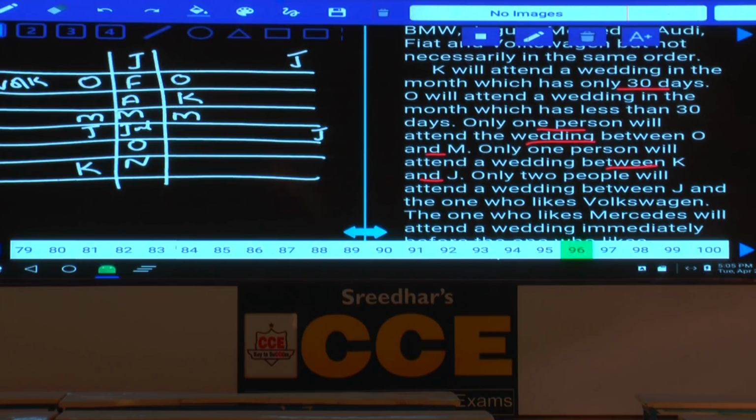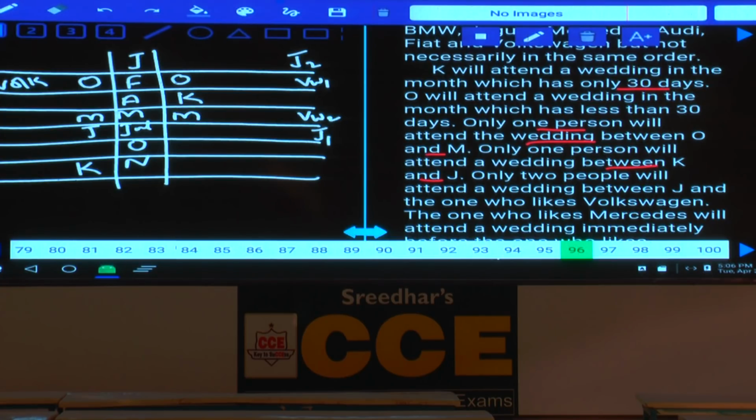But as in this case, if J is here, J1, 1, 2, Volkswagen must be in this place, VW1. Or if J is here, 1 to J2, and the one who likes Volkswagen must be here. As a second possibility, hence we are representing with this one by numbering, isn't it?